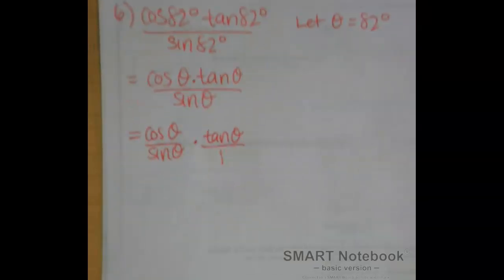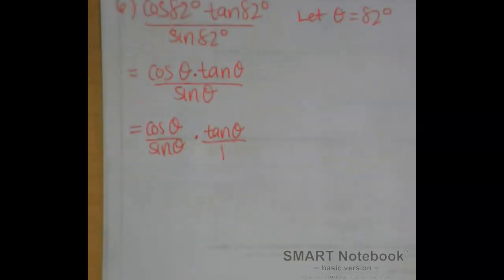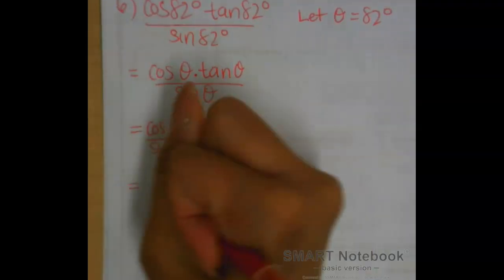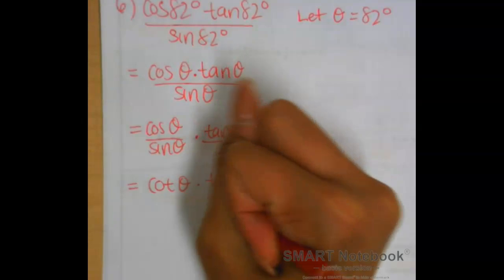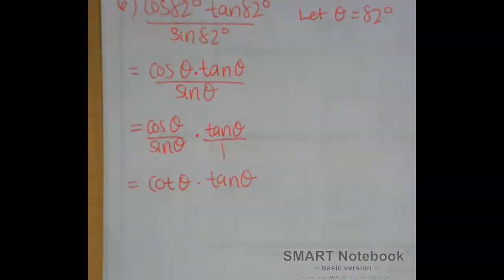Okay. Look back at your first page with your reciprocal quotient identities. Is there anything we can replace? Cotangent with what? The cosine over sine. This is the same as cotangent of theta times tangent of theta. Okay, cool. We've been able to replace that.